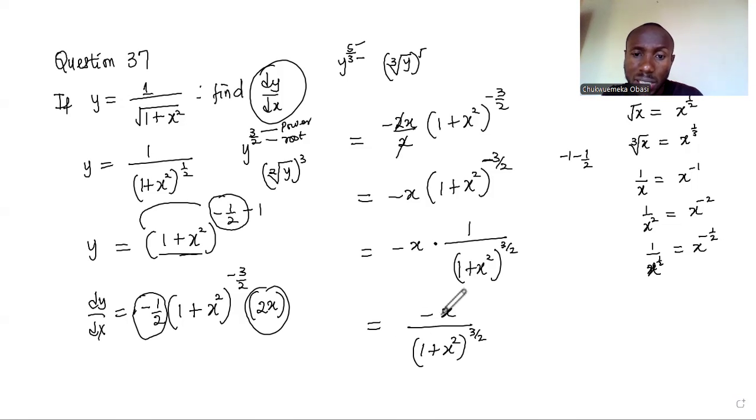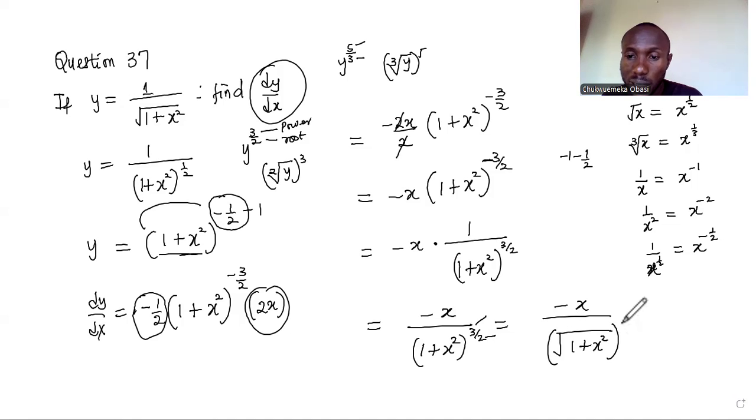So that means I can still go further to express this as negative x upon, this is the power, this is the root, the square root of 1 plus x squared all to the power 3. So this is the last bus stop. This is our final dy dx. JAMB could actually take this to the very supremum of its expression. So to this point, there's no other way you can simplify further. This is the last of it.